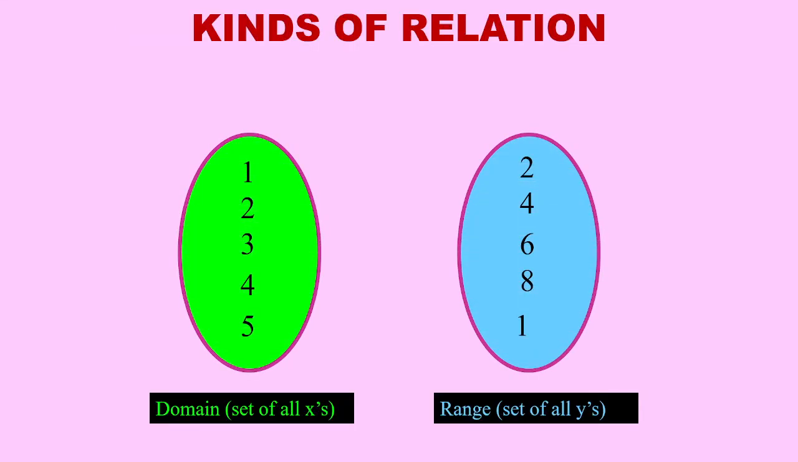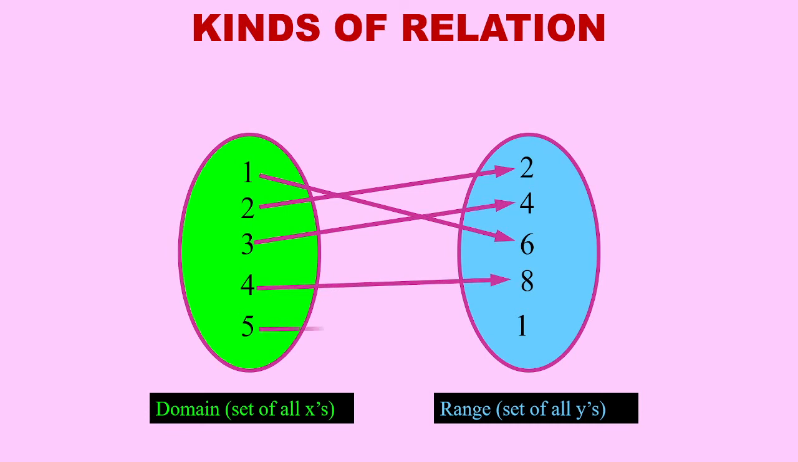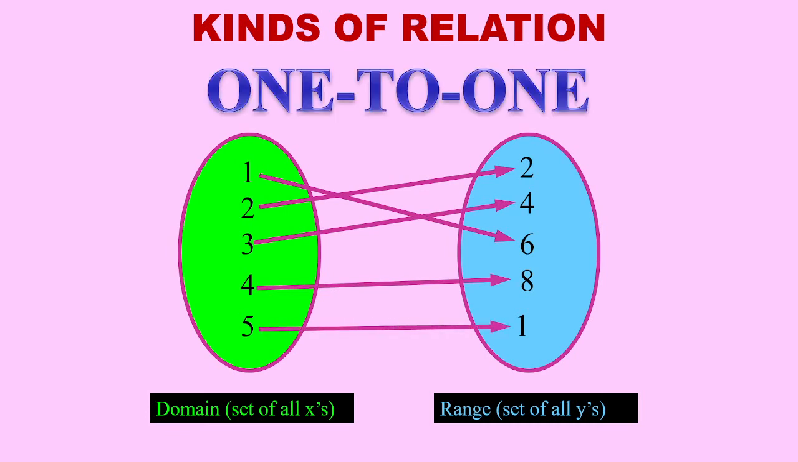Next. What are the kinds of relation? Okay, look at what I'm going to do. 1 is partnered with 6. 2 is paired with 2. 3 to 4, 4 to 8, 5 to 1. This is an example of a 1-to-1 relation. Meaning, one value in the domain has only one partner in the range. This is what we call a stick-to-one relation.